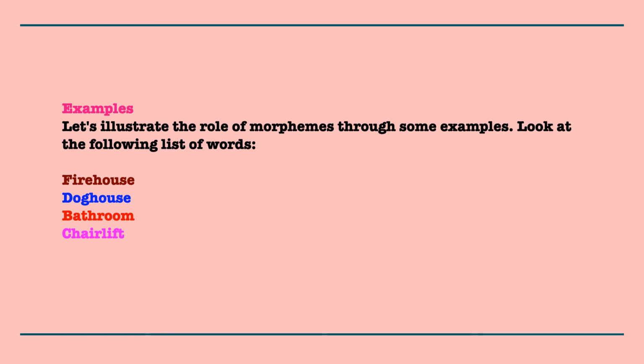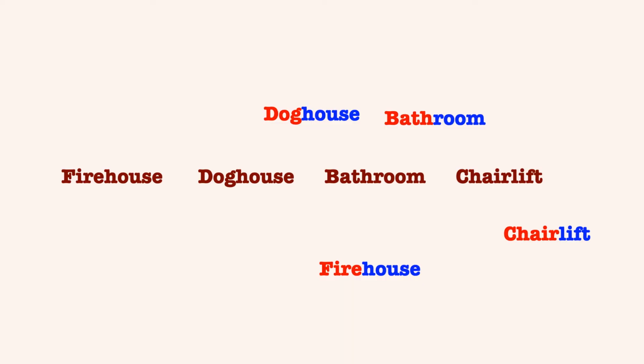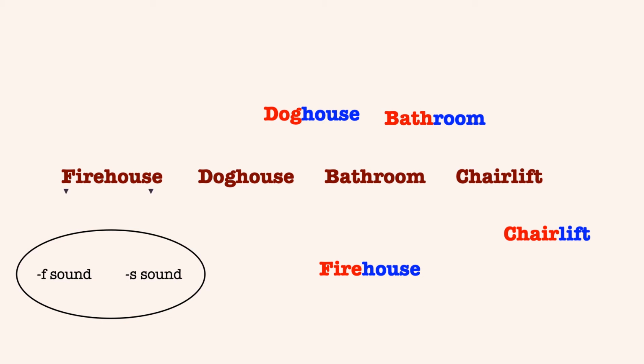Let's illustrate the role of morphemes through some examples. Look at the following list of words: firehouse, doghouse, bathroom, chairlift. After going through these words, you will clearly understand what is a morpheme. Each of these words has several phonemes, or distinct sounds. Firehouse begins with an f sound and ends with the z sound. However, those sounds alone don't have meaning. We can't call it a morpheme. It is a minimal sound unit, that is a phoneme.